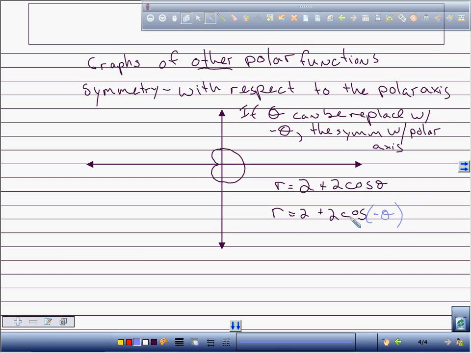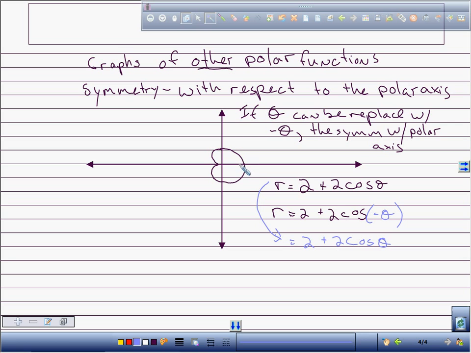What happens when I take the cosine of a negative angle? No, it's the same, right? Cosine is an even function, so the cosine of a negative angle is the same as the cosine of a positive angle. So this is equal to 2 plus 2 cosine theta. Since when I plug in negative theta I get out the same equation, that has symmetry with respect to the polar axis.